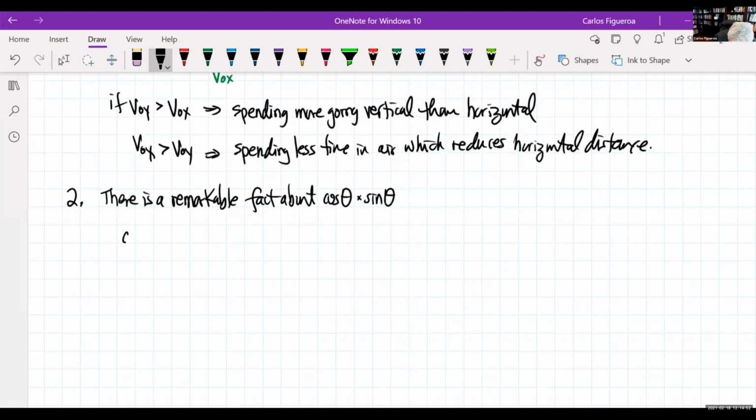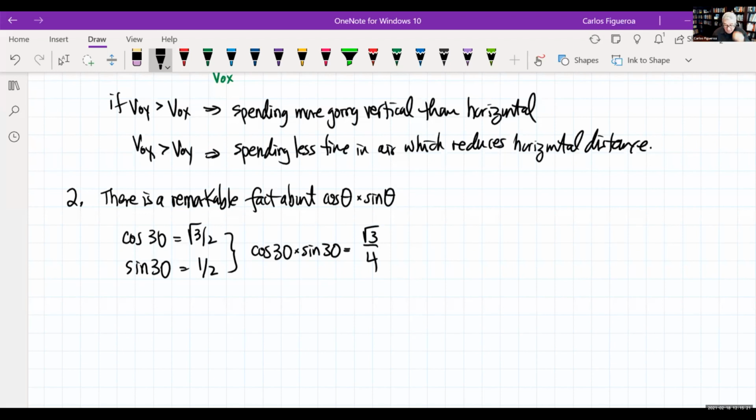So imagine that we look at the angle 30 degrees. And then I look at the sine of 30 degrees. So the cosine is going to be the square root of 3 divided by 2, and this guy's going to be 1/2. So when I multiply these two together, what you're going to get here is the square root of 3 over 4.